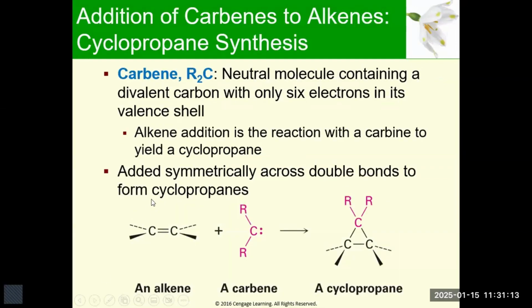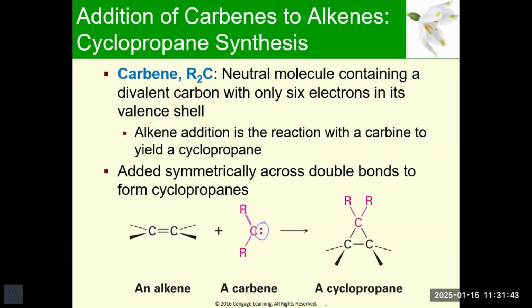All right, so this is the second reaction that we're going to do for this lecture, and it's the addition of carbenes to alkenes. And so a carbene, as you can see here, is a carbon with a set of lone pairs and then two R groups attached to it. Okay, this is a carbene.